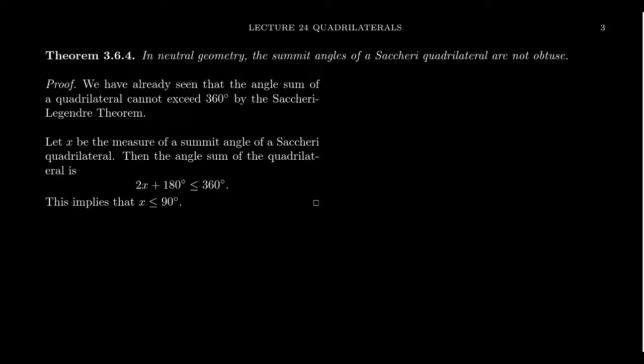If you subtract 180 from both sides, you're going to get that 2x is less than or equal to 180 degrees. Divide both sides by 2, then gives the implication that x is less than or equal to 90 degrees. So it could equal 90 degrees, perhaps. And then in that situation, your Saccheri quadrilateral would be a rectangle. That's what Saccheri wanted. And so you can then see why Saccheri was interested in the Saccheri-Legendre theorem, because this was a necessary tool to help him eliminate the possibility of a Saccheri quadrilateral that's not a rectangle.